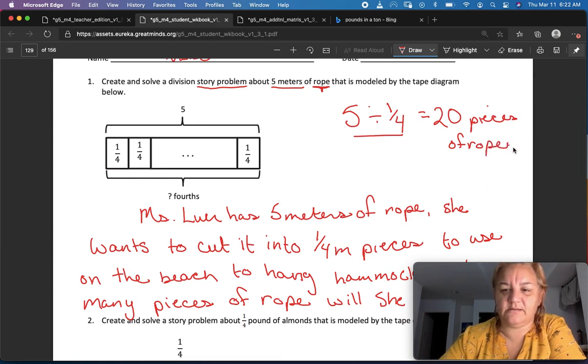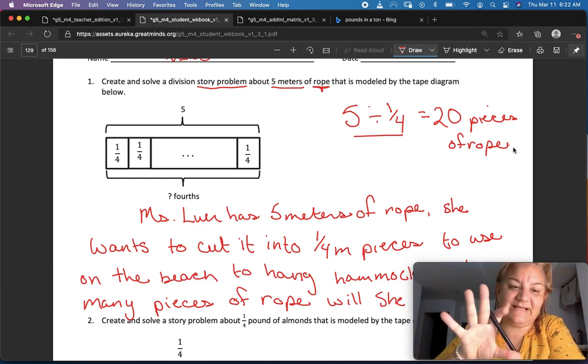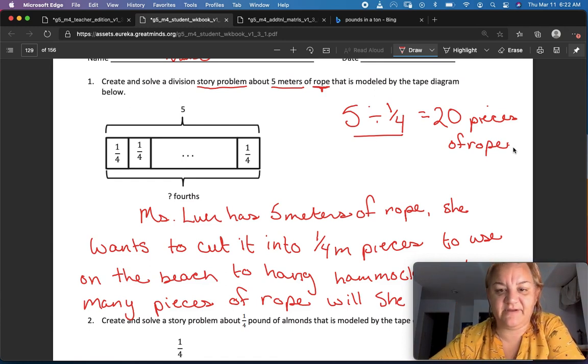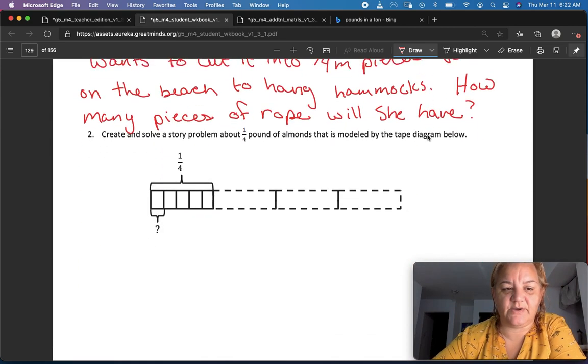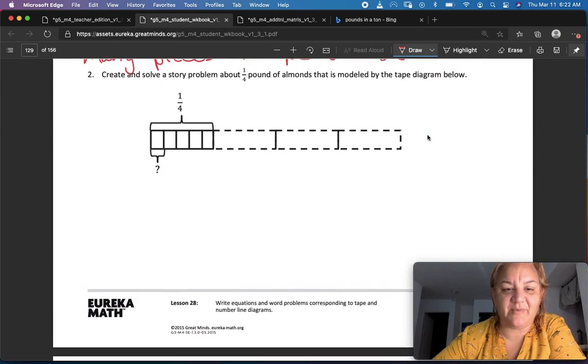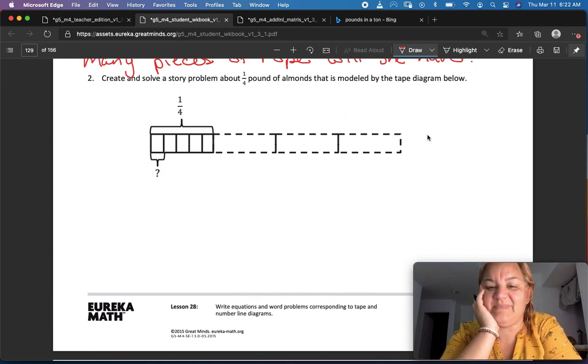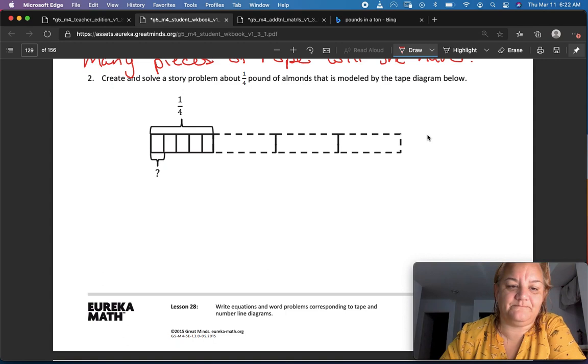Okay, there we go. Not so hard. Now, if you have better story problems, I'm excited to read them. You can be very creative today. What I'm checking is to make sure that you are cutting these up correctly. Okay, so create and solve a story problem about 1/4 pound of almonds that is modeled by the tape diagram below. Okay, so here's my 1/4 pound of almonds.